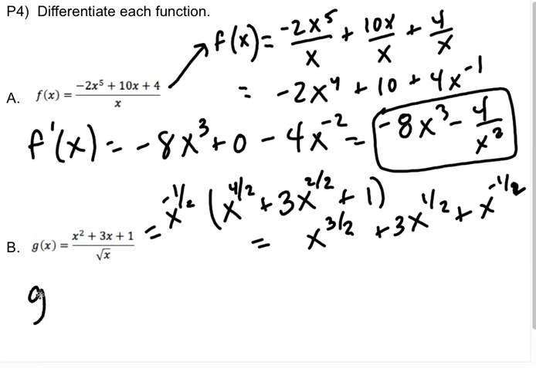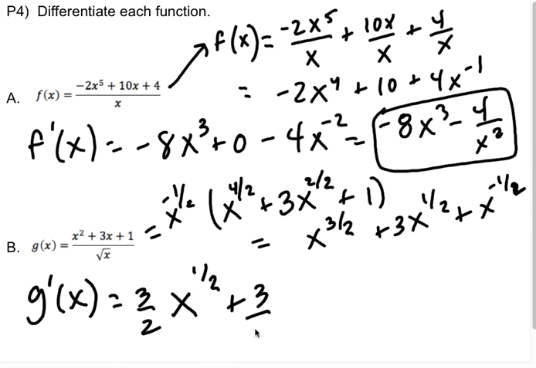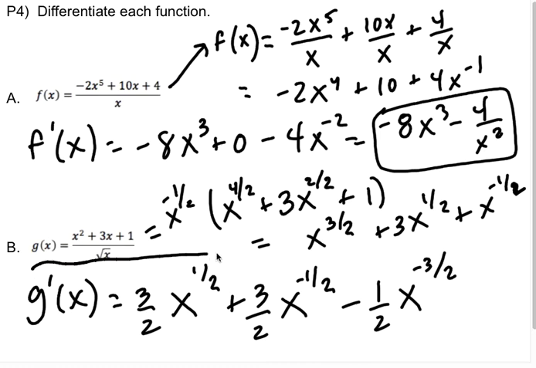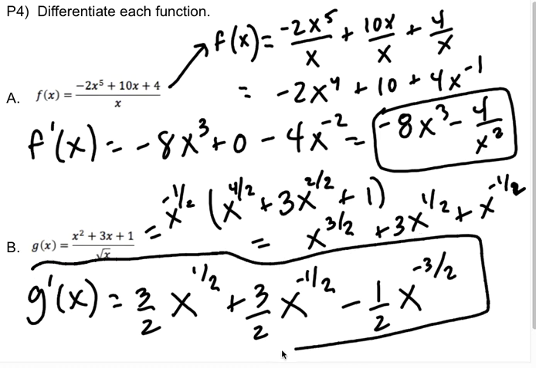So my g prime of x is going to be 3/2 x to the, well, 3/2 minus 1 is 1/2, right? Plus 3/2 x to the 1/2 minus 1 is a negative 1/2, right? And then minus 1/2 x to the negative 1/2 minus 1 is a negative 3/2. And that's my answer. Again, not a whole lot of reason that you would want to simplify this, because that's just not fun. All right, moving on.